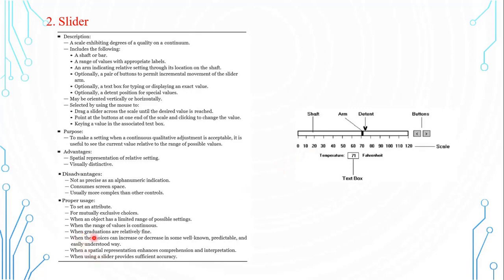And when graduations are relatively fine, then also you can use the slider. And when the choices can increase or decrease in some well-known, predictable and easily understood way, we can use this kind of slider. When a spatial representation enhances comprehension and interpretation, and when the slider provides sufficient accuracy, then these kinds of sliders will be in use.